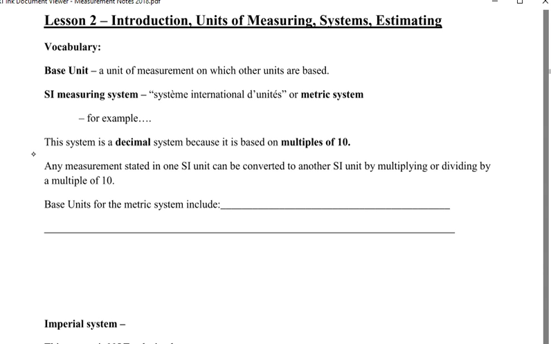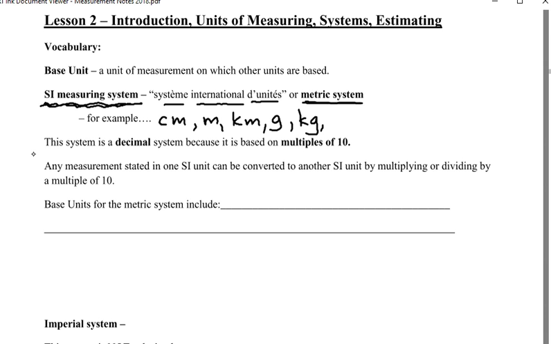So the vocabulary we're going to be talking about a lot, the SI measuring system, which is the, and I apologize for my pronunciation, Système International d'Unités, or the metric system. The metric system is what we tend to use in Canada. We think of ourselves as a country that uses the metric system because we talk in terms of centimeters or meters or kilometers for lengths, but also because we talk in terms of grams and kilograms for how heavy things are. These are all metric system measures.